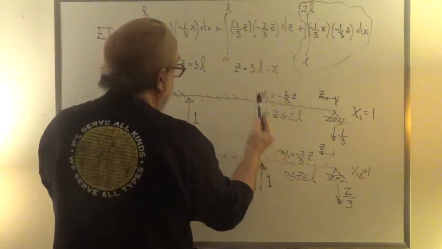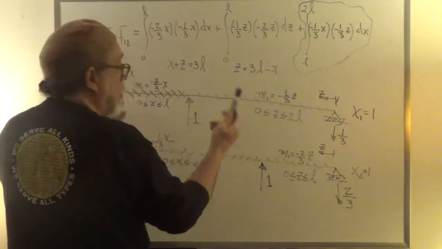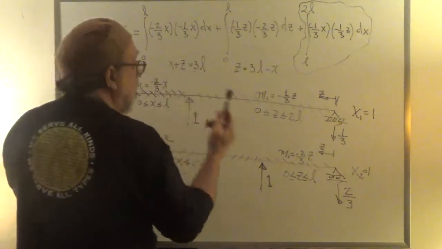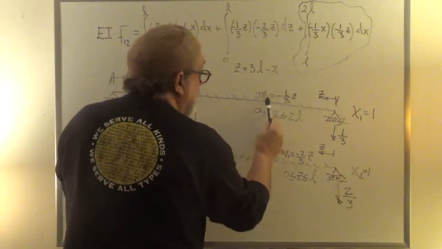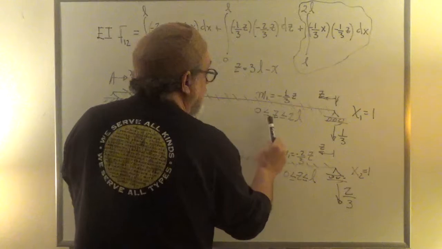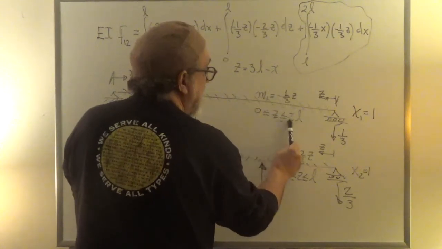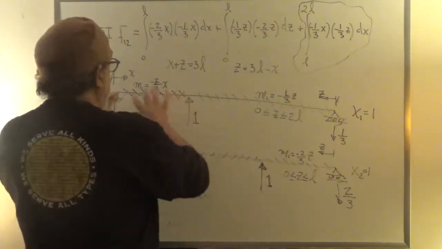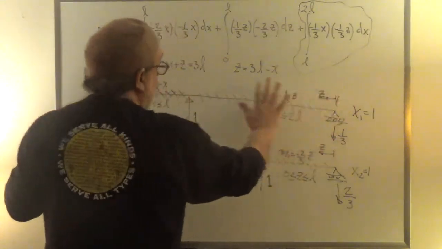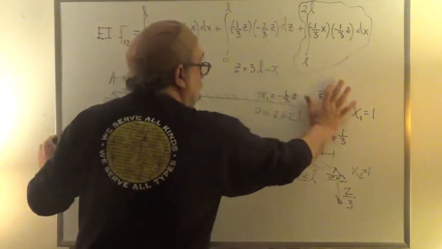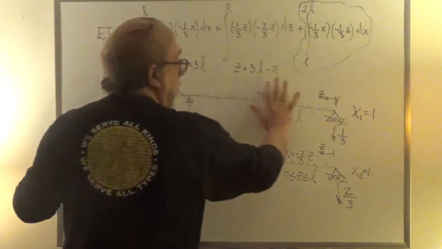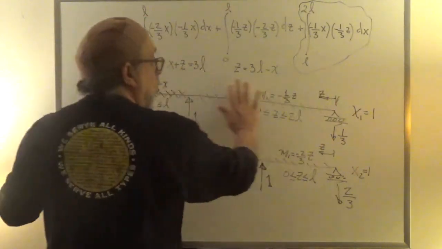So I can write down if I want, just to remind myself or to make it clear to you guys, that this expression is valid for 0 less than or equal to z less than or equal to 2L. And so we have covered, and that's all we need, right? We have covered the full domain. We know what the moment is everywhere.